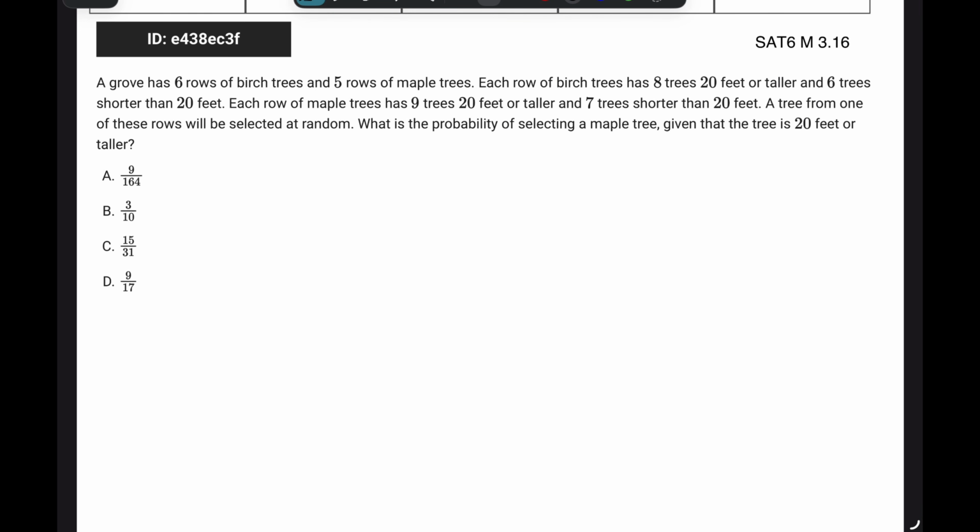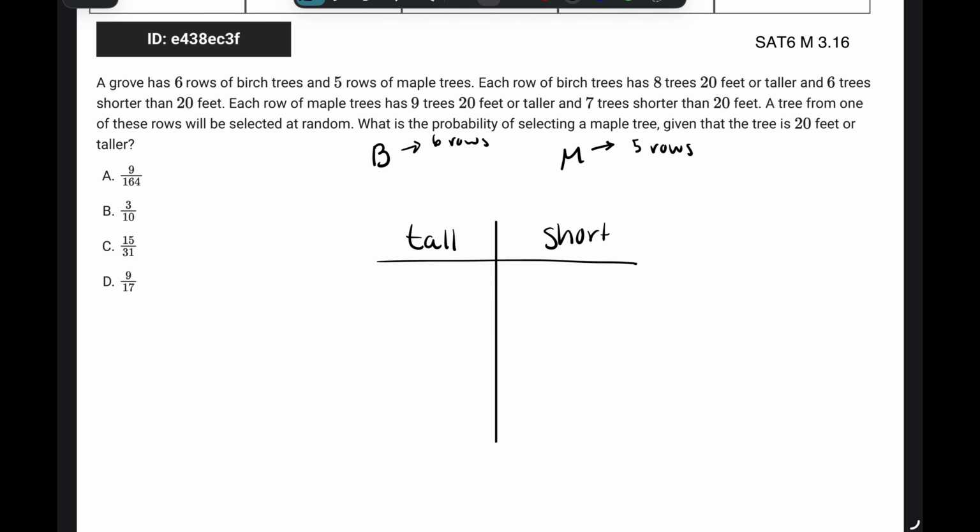A group has 6 rows of birch trees and 5 rows of maple trees. Okay, so we're dealing with birch trees. I'm going to call that B, and it's 6 rows. And we have maple trees. I'm going to call that M, and it's 5 rows. Each row of birch trees has 8 trees that's 20 feet or taller and 6 trees shorter than 20 feet. So we have some tall trees, we have short trees. Okay, and then I'm just going to label B here, my birch. The amount of tall trees we have is 8. The amount of short trees we have for the birch is 6.